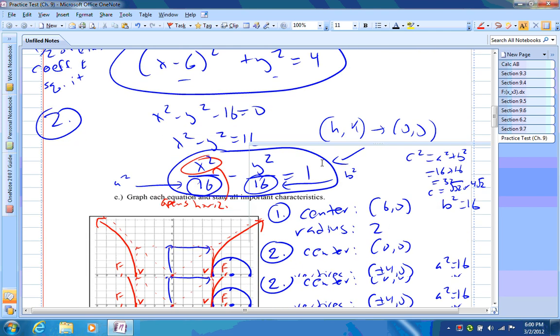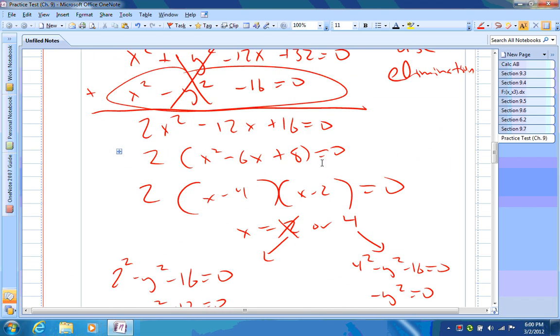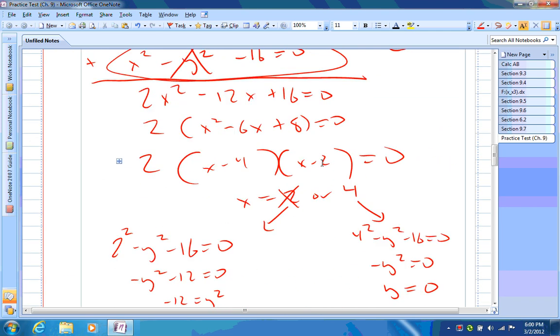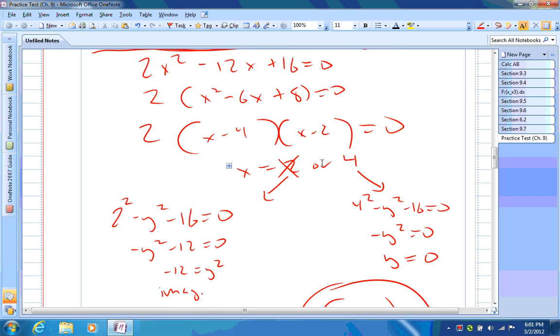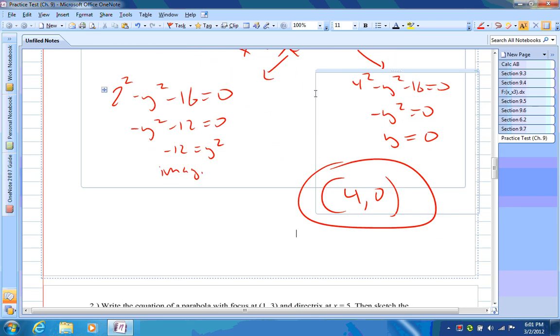So expect number 1 to be like this. Of course, I'll probably do maybe 2 different conic sections. Maybe I'll do a parabola with an ellipse or an ellipse with a hyperbola. There could be a variety of things you could see here. Okay, so that finishes the solution for number 1 of the practice test.